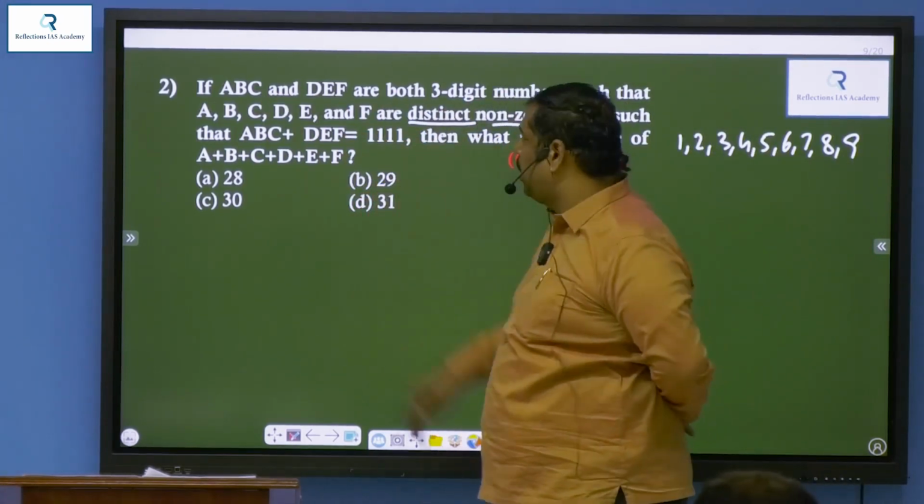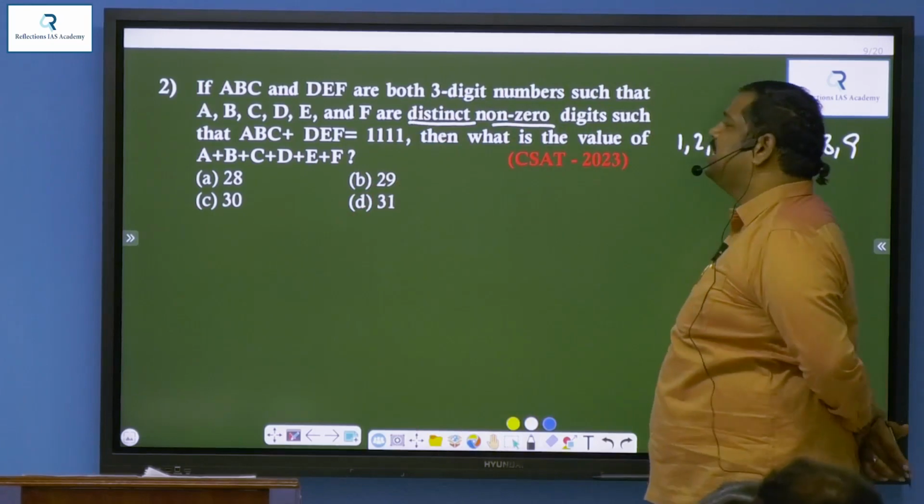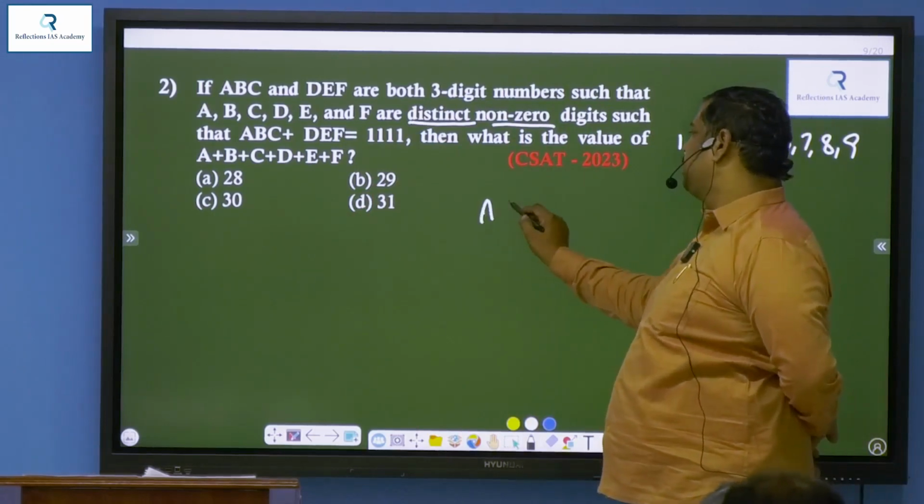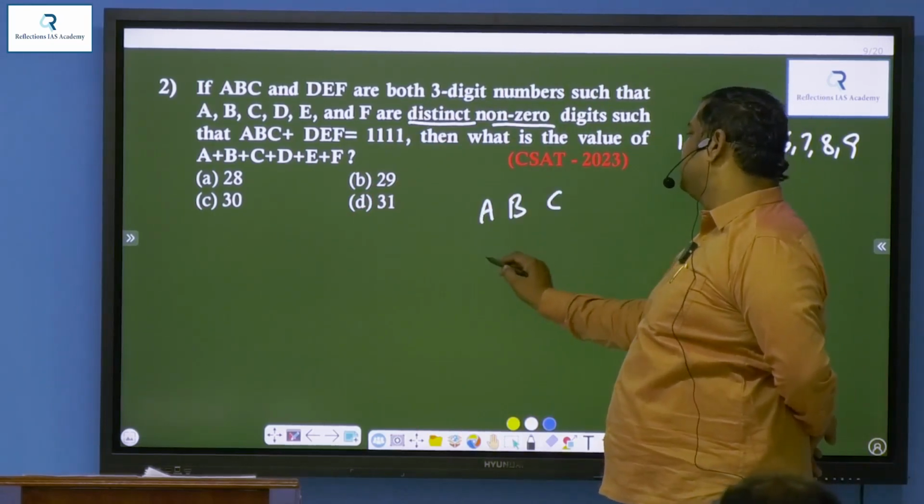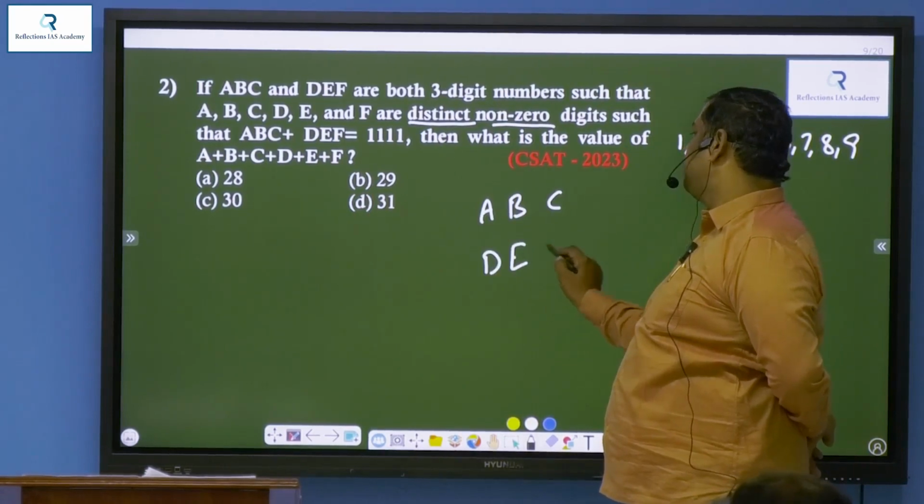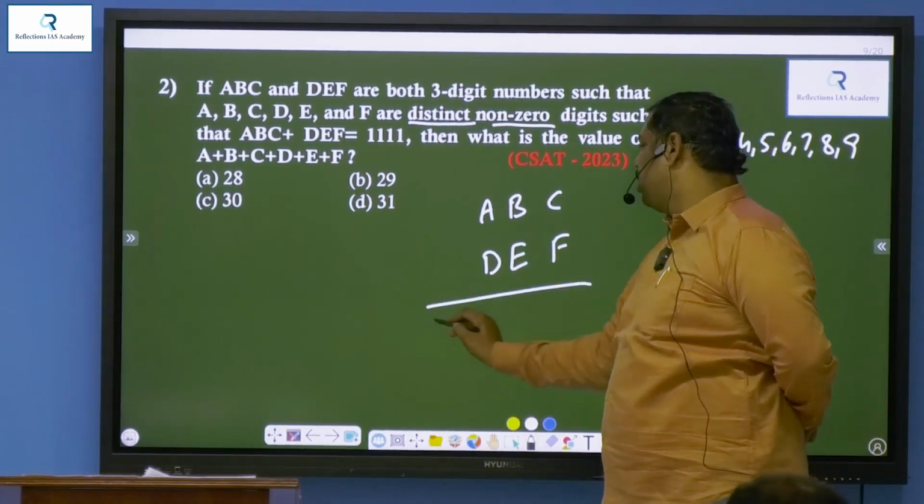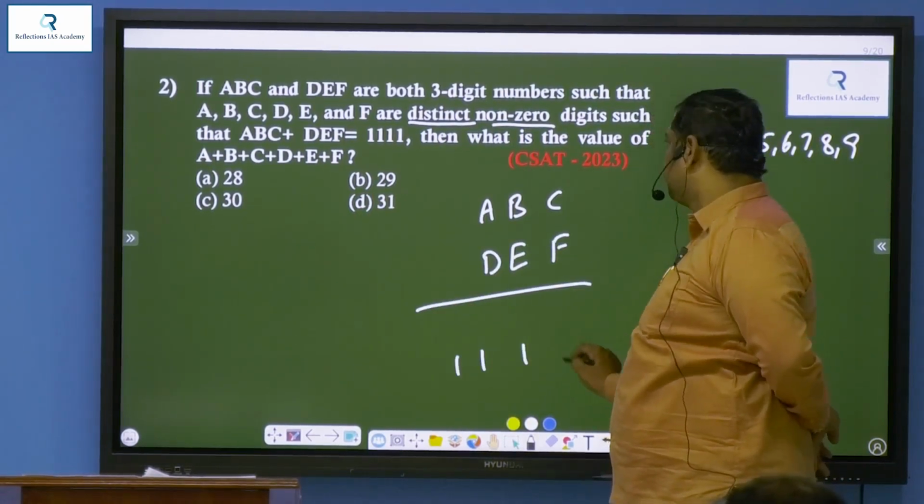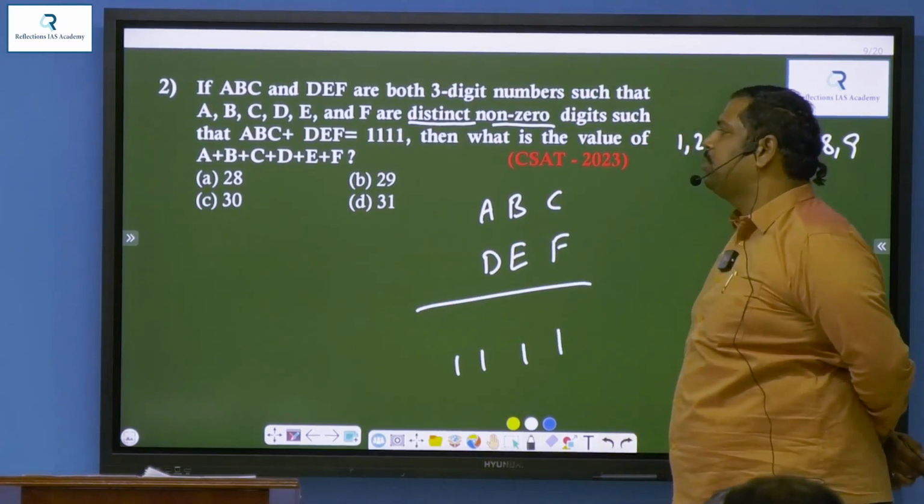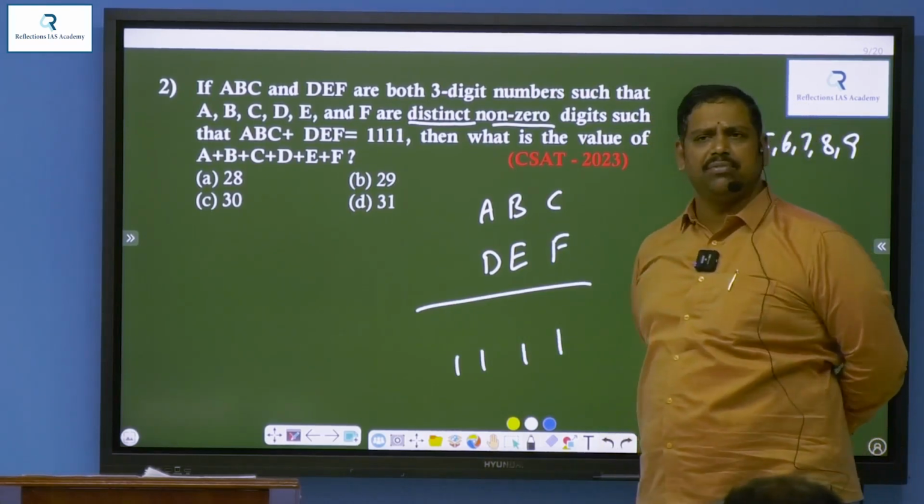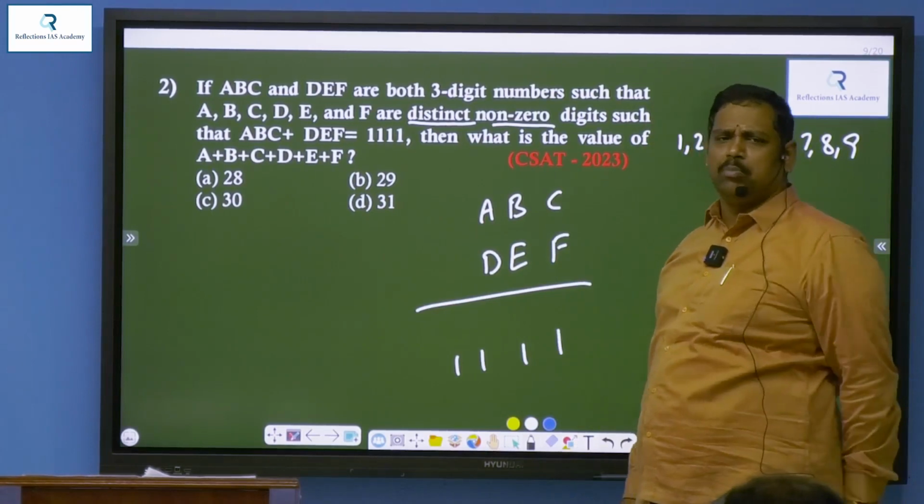Okay, right, good. Now, such that ABC plus DEF should be equal to 1, 1, 1, 1, 1, 1, 1, 1. Then what is the value of A plus B plus C plus D plus E plus F? I think it's an easy question, right, when compared to the previous one.